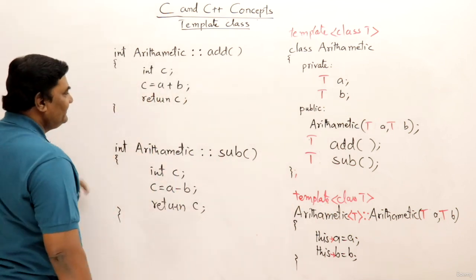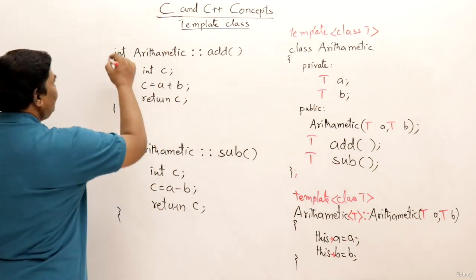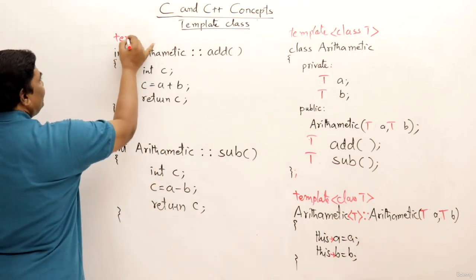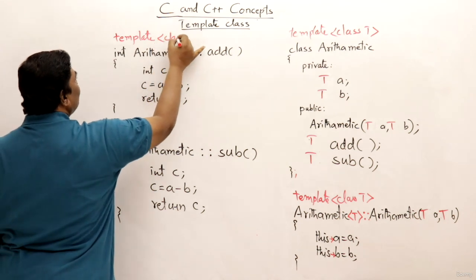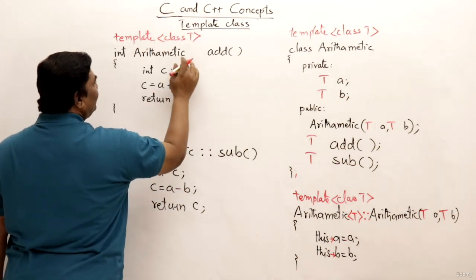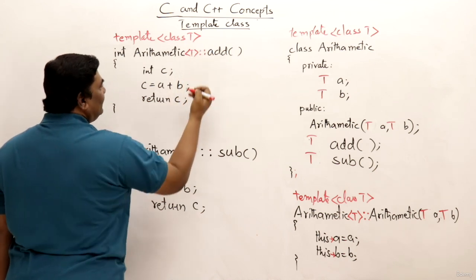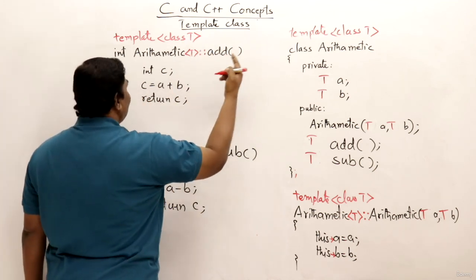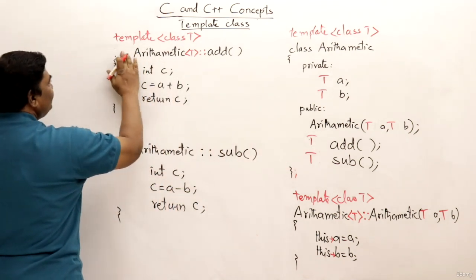Now coming to this. See, this template has finished here. Then again, I should define a template here. So again, write template class T. Then this class name, Arithmetic, is a template, so it must be written like this. Then there are no parameters, leave it. What is the return type? I have changed it to T, so change it to T.